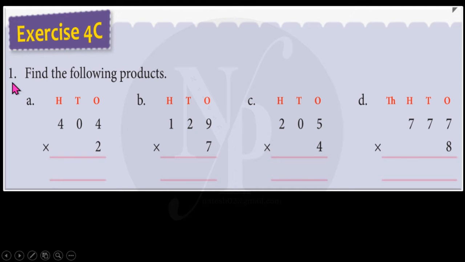Question number 1. Find the following products. So we have to find the products given here A, B, C, D. And we have some more in the next page. First we will solve this and we will move to the next screen.